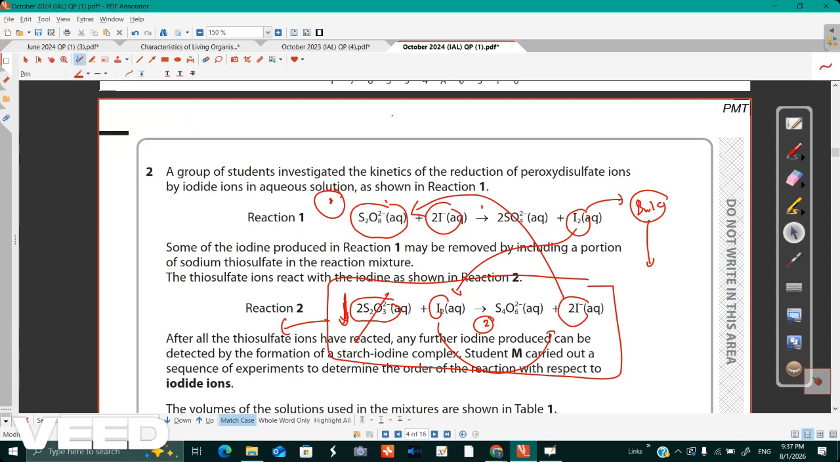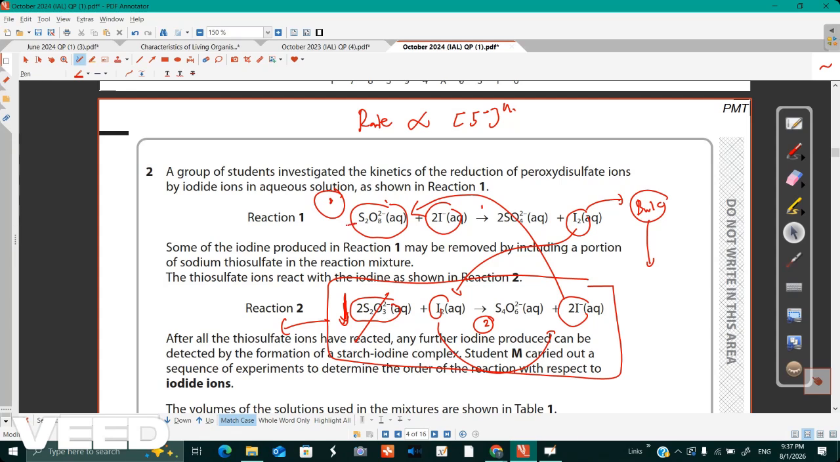These are practicals we actually do in Cambridge. Edexcel people are not doing these because they do not have a practical paper, not an alternative one. Rate is proportional to [I minus] to the power n. We don't know the order.